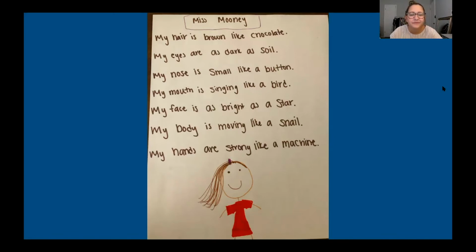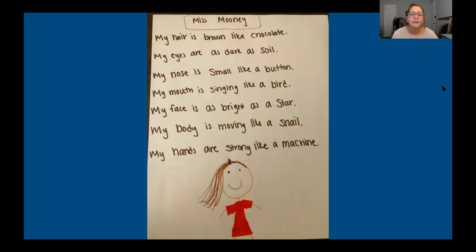Next, I wrote, my nose is small like a button. So the nose one was a little bit more tricky for me trying to compare something, but I was thinking of how a button is really tiny. And so I just compared that to my nose because I thought my nose was kind of small. And so I put that my nose and a button were both small. And that was what they had in common. And I used the word like.